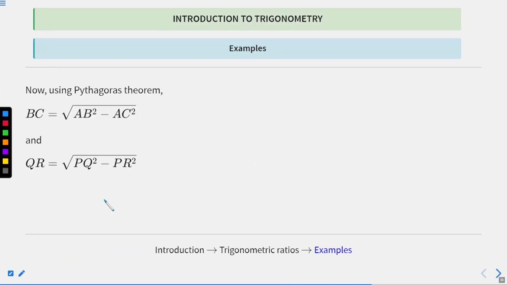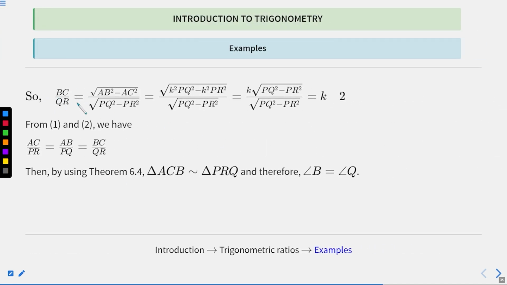Now, using the Pythagoras theorem, BC is equal to the square root of AB square minus AC square, and QR is equal to the square root of PQ square minus PR square. So BC over QR is equal to the square root of AB square minus AC square divided by the square root of PQ square minus PR square. This is equal to the square root of K square PQ square minus K square PR square divided by the square root of PQ square minus PR square, which is equal to K times the square root of PQ square minus PR square by the square root of PQ square minus PR square, and this is equal to K. I am naming this 2.